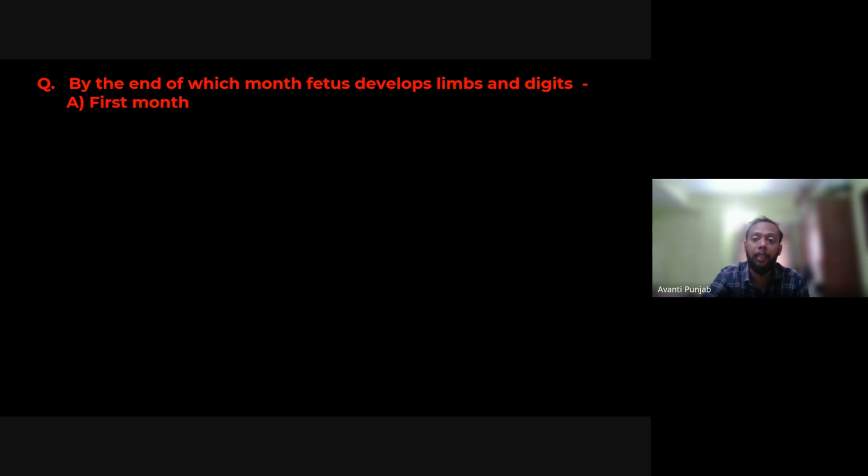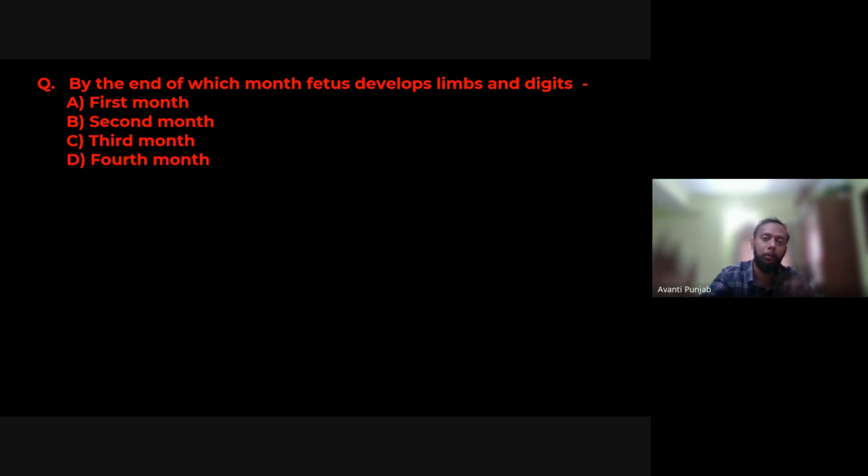Okay. So now tell me, by the end of which month does the fetus develop limbs and digits? After which month were you able to see your limbs here? Quickly answer this so that we can move ahead quickly. After which month will I get to see that both limbs are visible in the fetus?